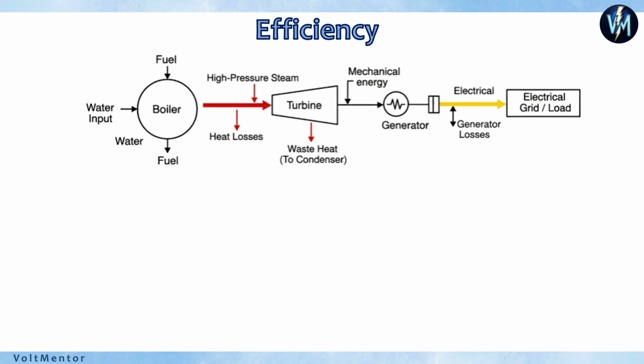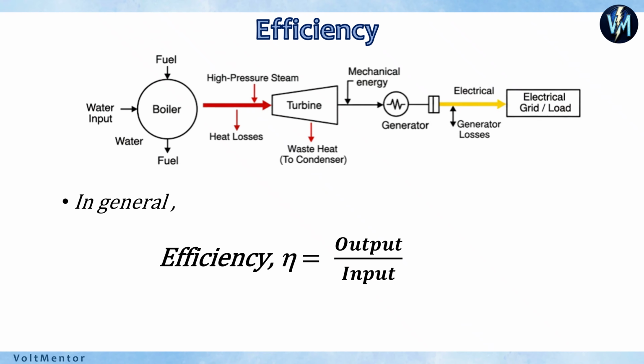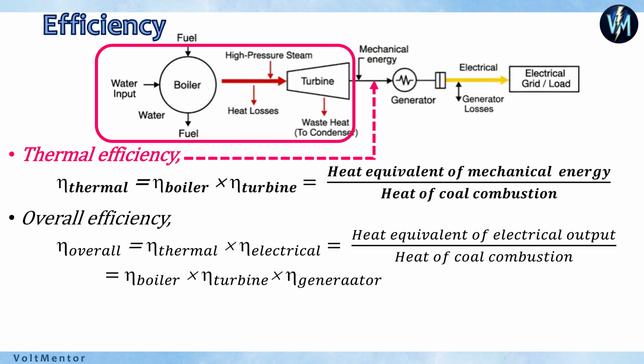In this figure, you can see a boiler, a turbine, and a generator connected in series. In general, the efficiency of a power plant is the ratio of output power to the input power. To find the efficiency of a thermal power plant, we first need to find the thermal efficiency, which is the multiplication of the boiler efficiency and the turbine efficiency. That is the ratio of heat equivalent of mechanical energy to that of coal combustion.